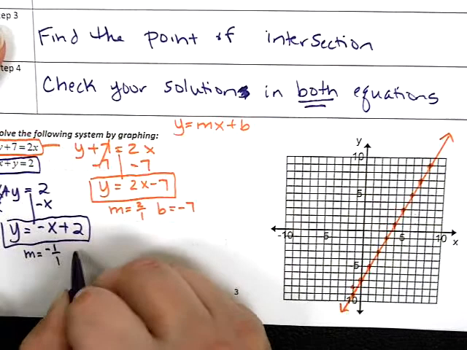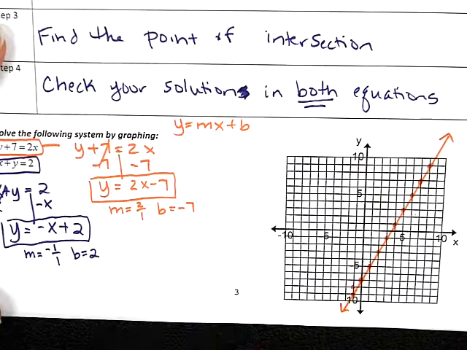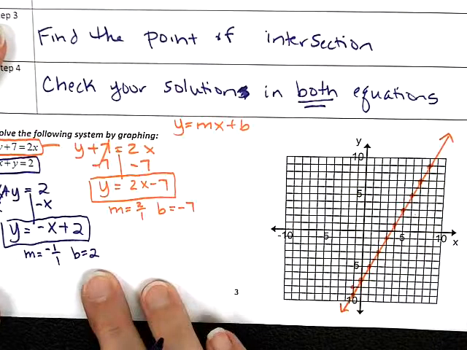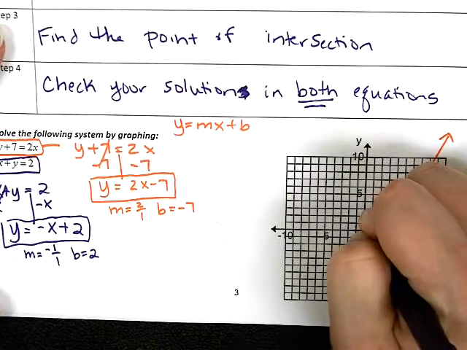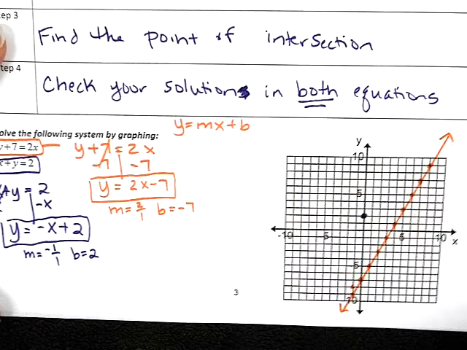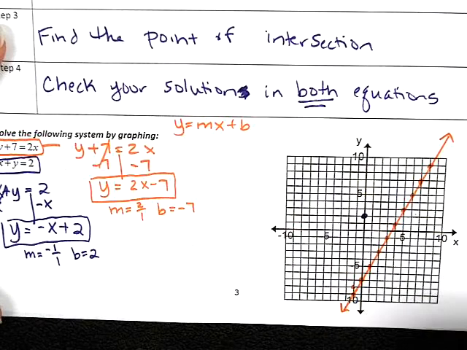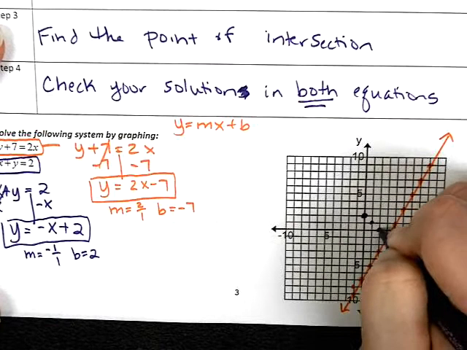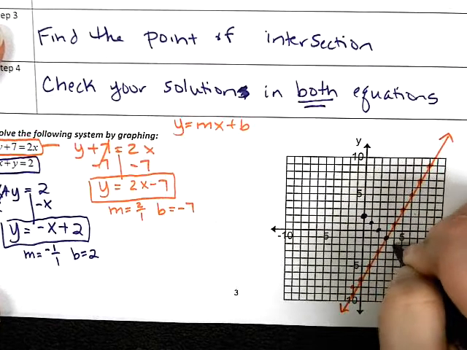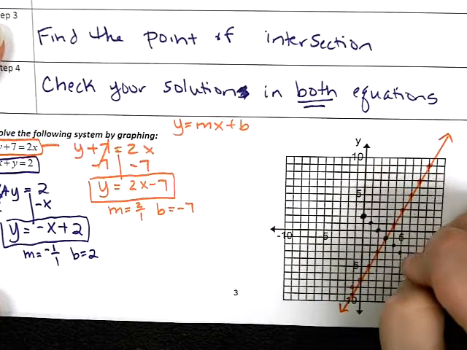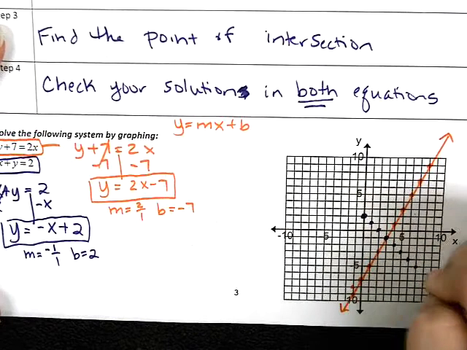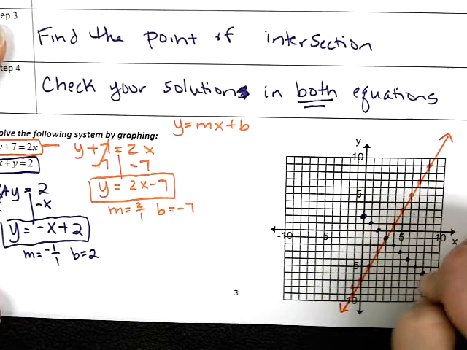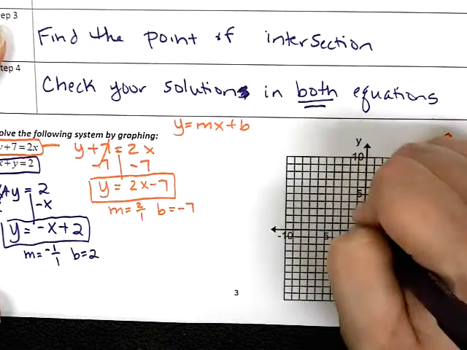So m is negative 1 over 1, and b is 2, and we always start at our b value. So I'm going to start at positive 2, and I'm going to use my slope of negative 1. So down 1 and right 1. Down 1 and right 1. Down and right. Keep going even though you see where their point of intersection is, because it's good habit and because it's good practice with finding your slopes and graphing them.